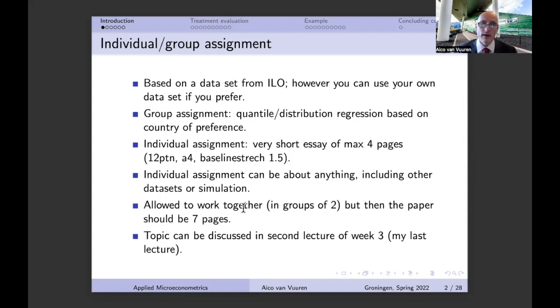So whose idea was it, who did the empirical exercises, who wrote everything down and things like that. It is allowed to write there that you have done everything together, but it's also allowed to write down exactly who has done what. And well, the topic can be discussed in the second lecture of week 3. That's going to be my last lecture.